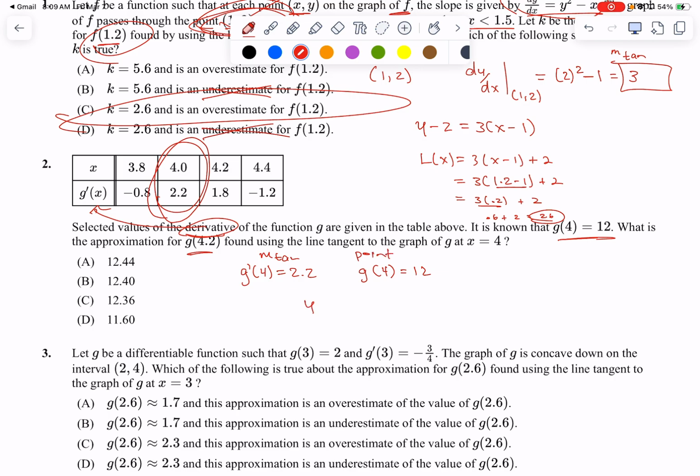So it'll be y minus 12 equals 2.2 times (x minus 4). I want to estimate the function at 4.2. So you can go ahead and solve for y. You don't even have to call it L of x either. It'd be 2.2 times (4.2 minus 4) plus 12. So that's going to be 2.2 times 0.2. Is that correct?